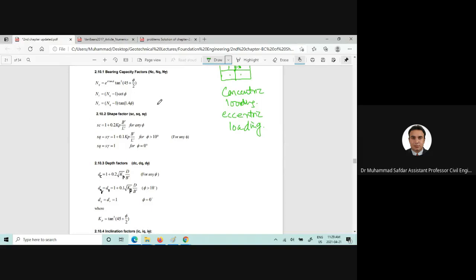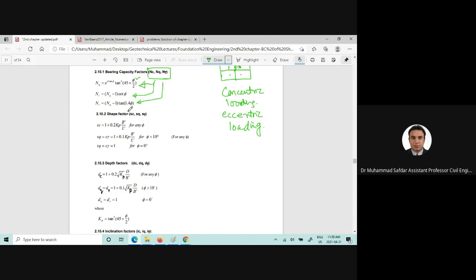Now bearing capacity factors Nc, Nq, and N gamma, as I mentioned earlier on, are the bearing capacity factors, which are dependent upon the friction angle. Okay, and you can find out the different bearing capacity factors using these equations. Please kindly note down these equations as well.